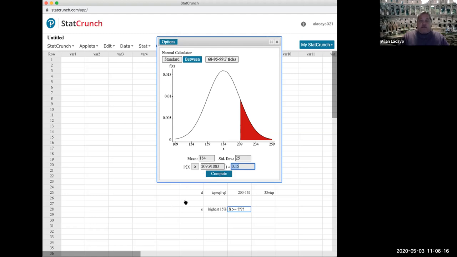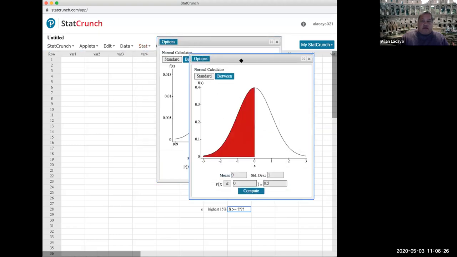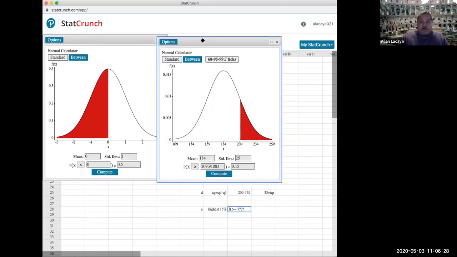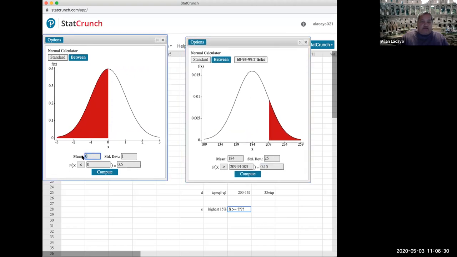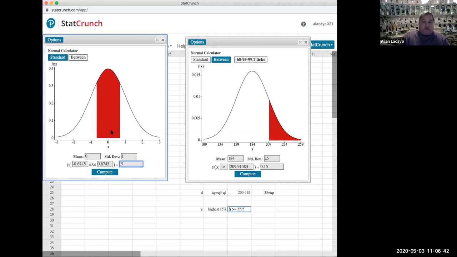So these are just applications along the same pattern as what you did in lab 7 when you were learning how to open a normal calculator. And then in lab 7, we did a lot of exercises where we left the mean and the deviation alone. And we looked at, for example, the middle half. So that's the middle half.